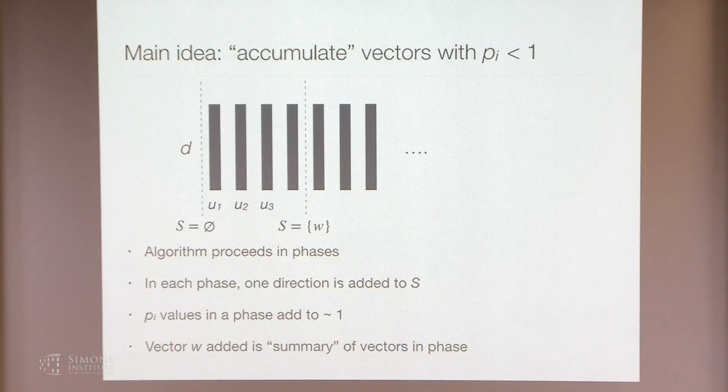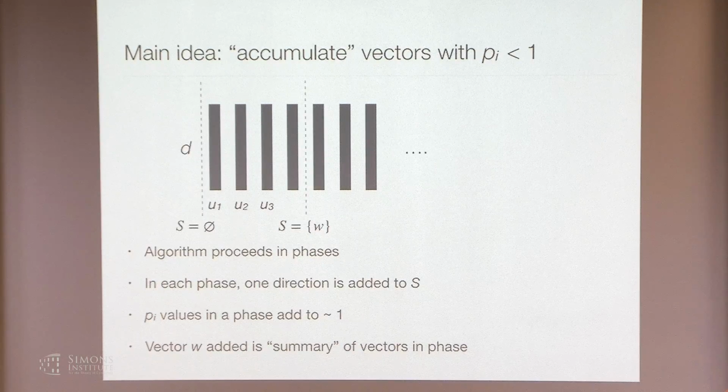Okay, so this is how the algorithm proceeds, and this vector W that's added is in some sense a summary of all the vectors in that phase. So this is the idea behind this algorithm. Initially you start with S equals empty set, and these are a bunch of columns whose p's add up to 1, and at this point you add one vector, and you keep going. So this is the algorithm.